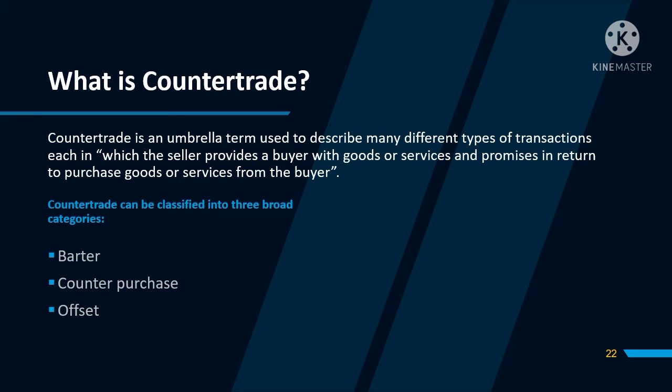An indirect offset. An indirect offset agreement is one where the company agrees to purchase a certain amount of products from the foreign country that may not be directly related to the products being manufactured, often because companies have no need for certain products from the foreign nation. They make deals with other companies.